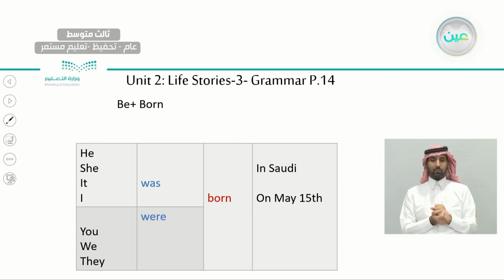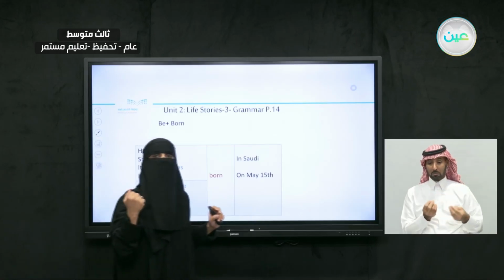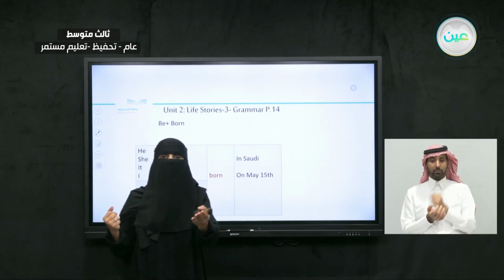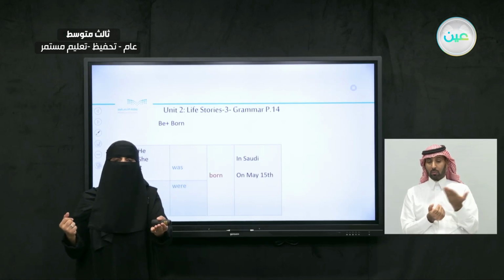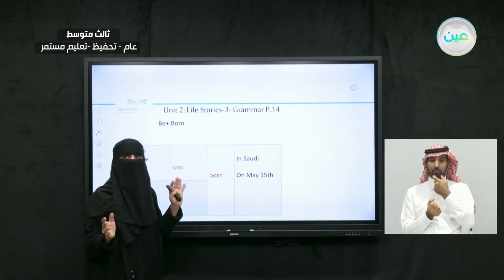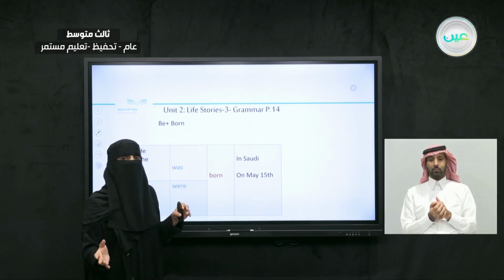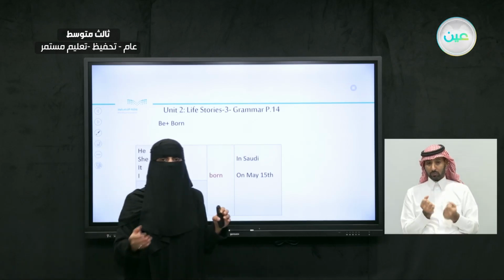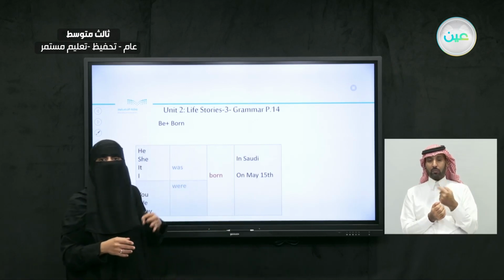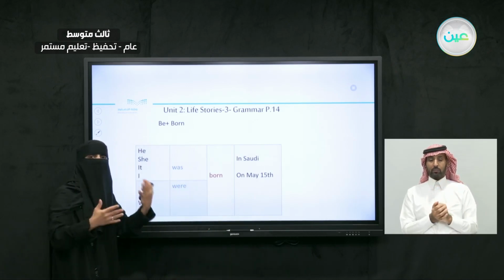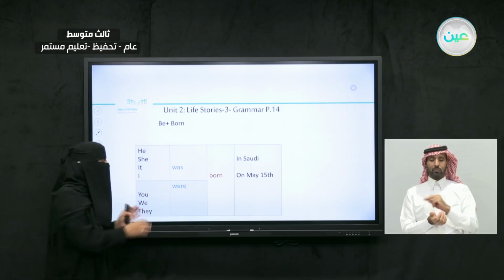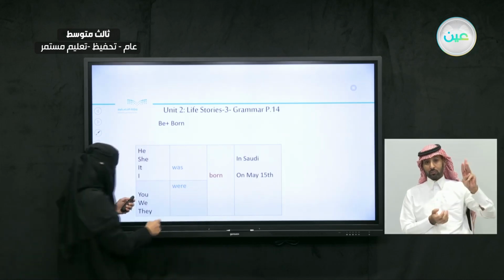Can you tell me, use be born in sentences? I was born in Riyadh. Excellent. I was born in 2016, for example. I was born in Abha. I was born in Jeddah. So all of these are examples using was born. Excellent.